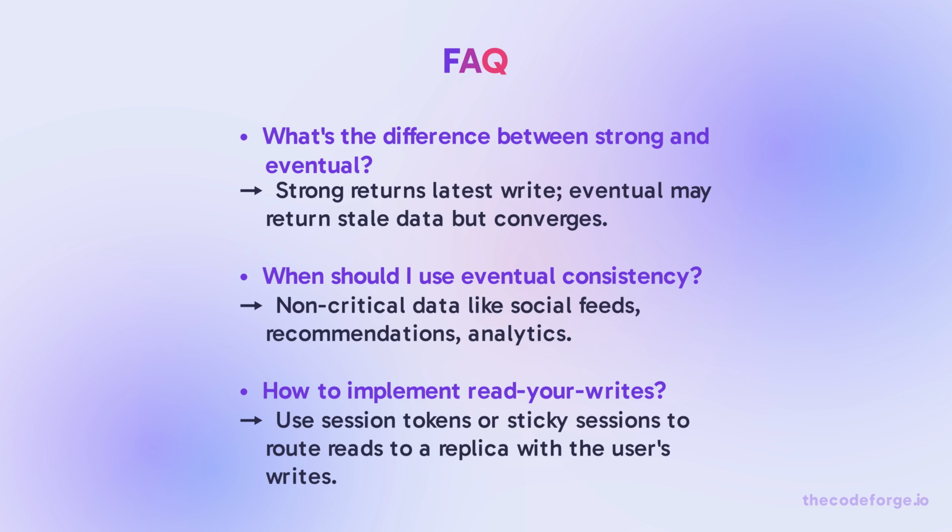And a few frequently asked questions. What's the difference between strong and eventual? Strong returns latest write. Eventual may return stale data but converges. When should I use eventual consistency? Non-critical data like social feeds, recommendations, analytics. How to implement read-your-writes? Use session tokens or sticky sessions to route reads to a replica with the user's writes.